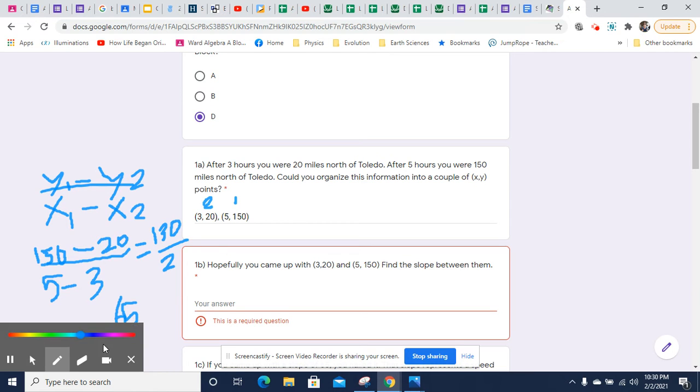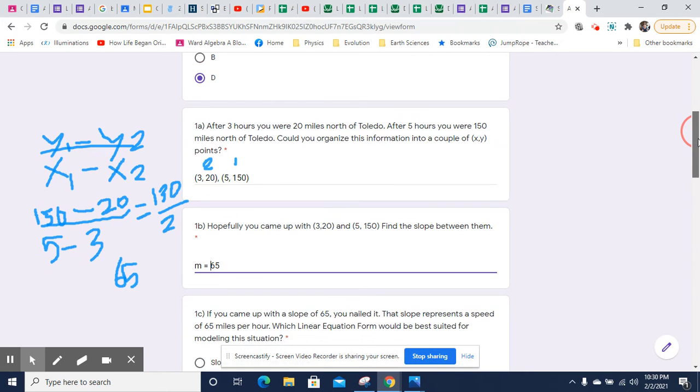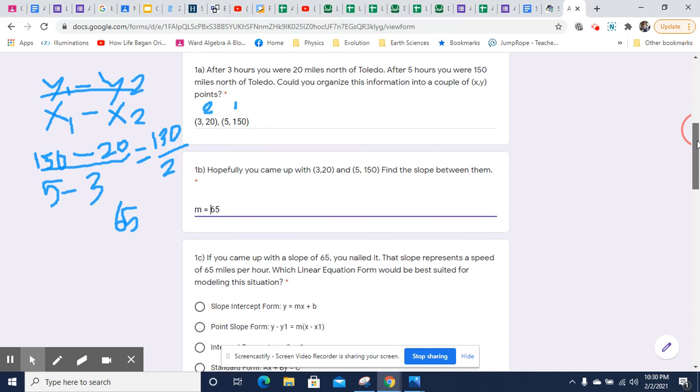Because 130 divided by 2 is 65. So we can come up with a slope of 65. m equals 65, and m equals 65 is essentially the miles per hour, if we assume a steady rate, or at least it's the average miles per hour for that portion of the journey.